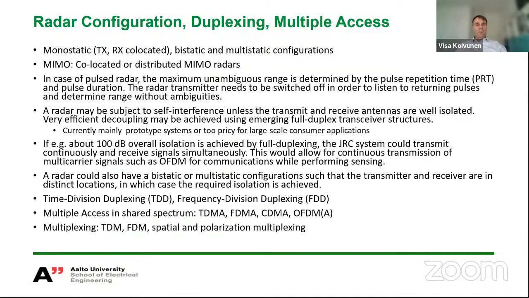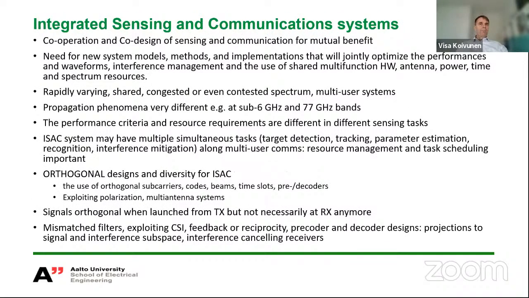One should achieve maybe about 100 dB of overall isolation, so that you could transmit and receive continuously with this type of dual-function system. And then there are also a lot of issues with duplexing of these systems, whether you are doing it in the time domain or frequency domain. For radar, you are getting the returns in the same frequency, and then we have multiple different radio systems, so how to do the multiple access and how to multiplex signals.